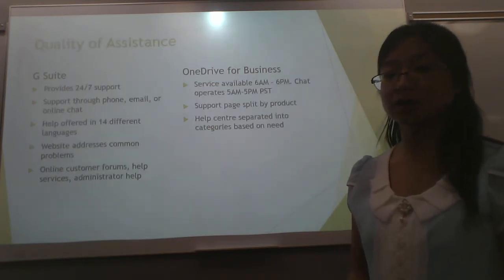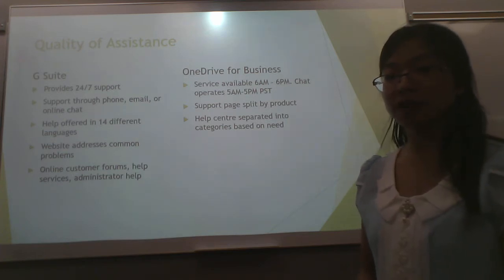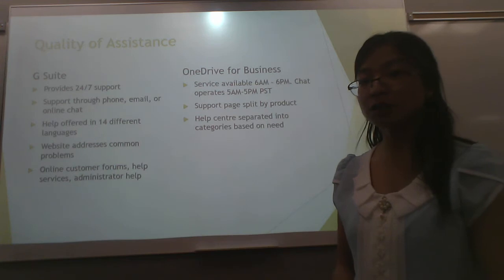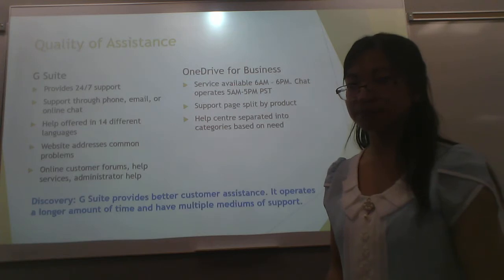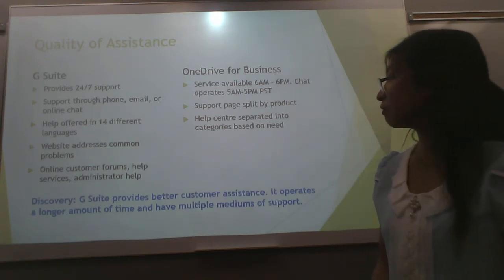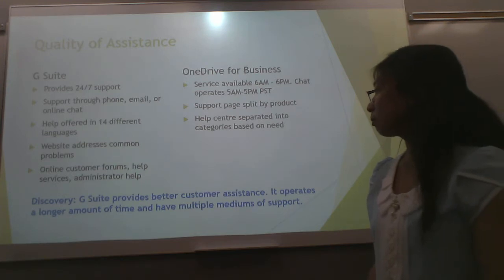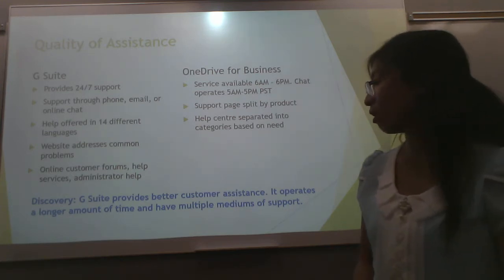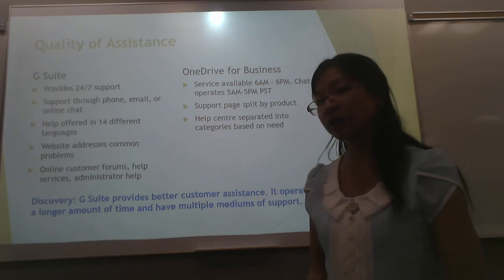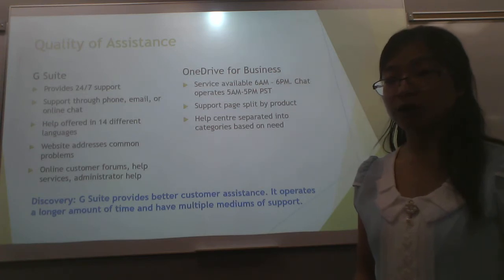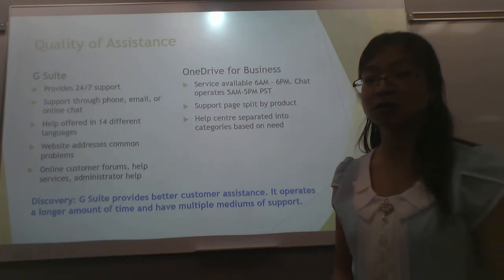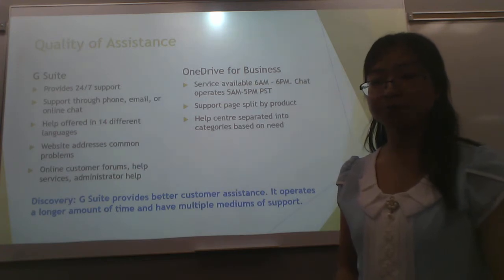So, the quality of assistance. If you're ever stuck somewhere and need help, G Suite and OneDrive have different options of addressing it. Overall, we have discovered that G Suite provides better customer assistance and it operates for a longer amount of time and has different mediums of support greater than that of OneDrive. G Suite operates on a 24-hour basis, while OneDrive only operates at certain areas and certain times. Both of them, however, have forums and resources to aid companies whenever they're stuck.